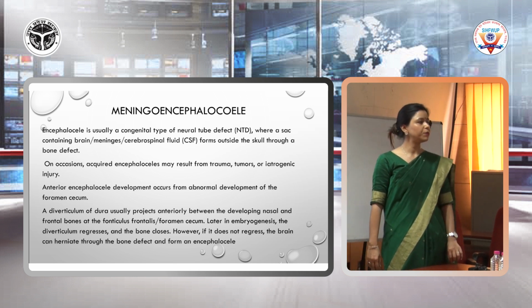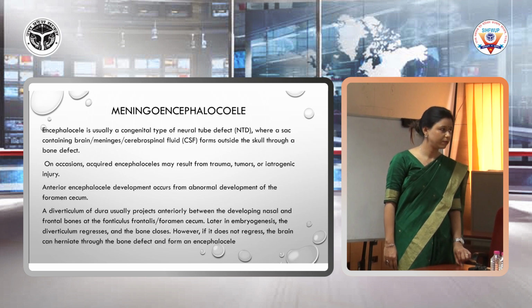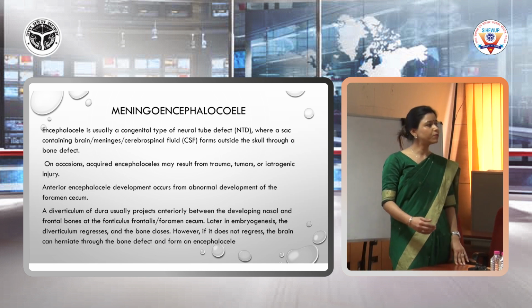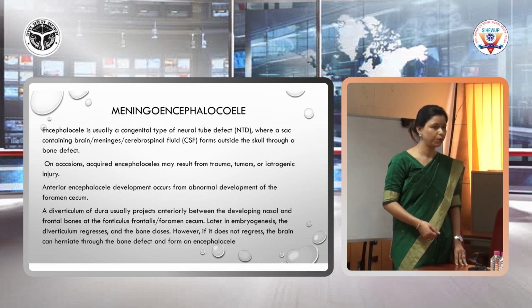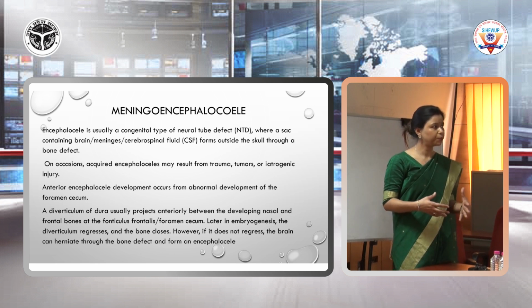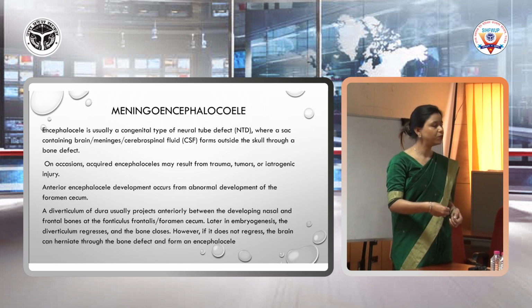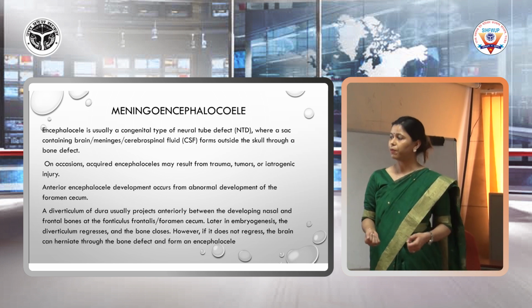So foramen caecum is present at the anterior end of the cribriform plate. And fonticulus frontalis is the space embryologically between the frontal bone and the nasal bone. So when this space does not obliterate, the persistent dura and the meninges may present in life as encephalocele.